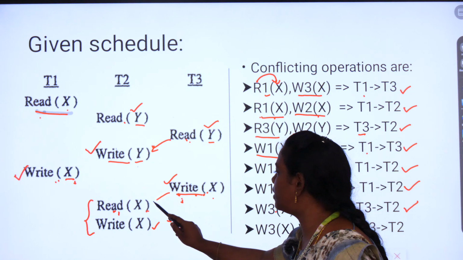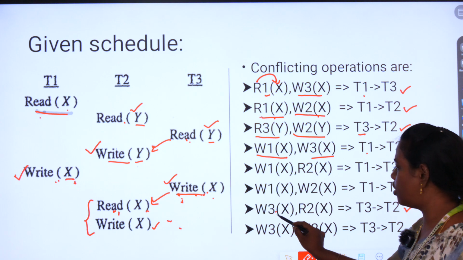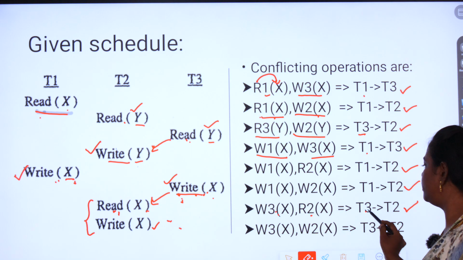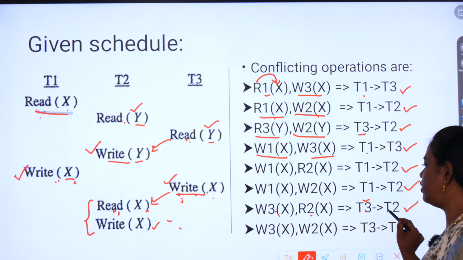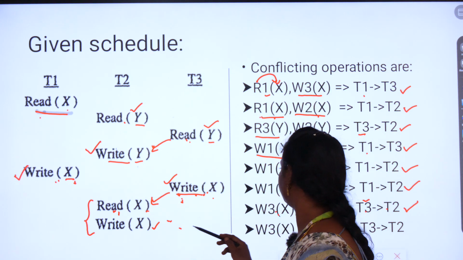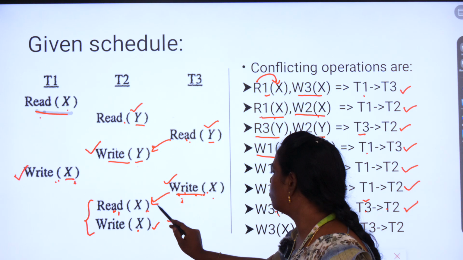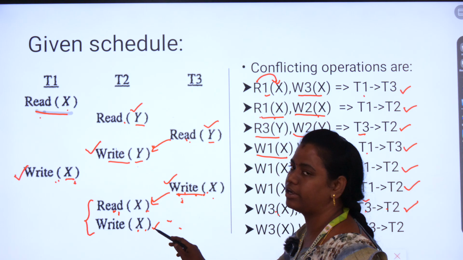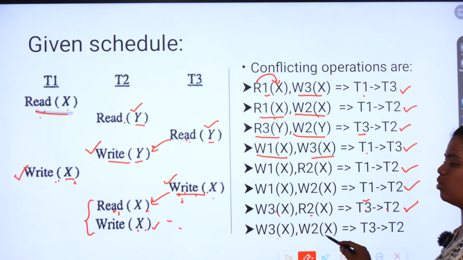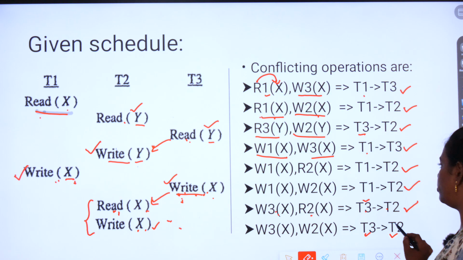Write of x is compared with read of x. Here this is a conflicting operation, so W3 of x, R2 of x is a conflicting operation, so after completing T3, only then will T2 be executed. And then next I'm going to compare write of x with write of x. Here both are write operations on the same data, so this is definitely a conflicting operation. So W3 of x comma W2 of x is a conflicting operation. After completing T3, only then will T2 be executed.